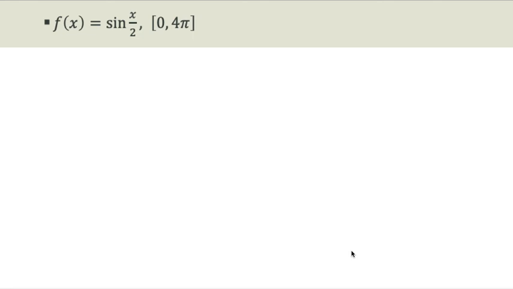Okay, so for sine of x over 2, first of all, we need to take our first derivative, so f prime of x, sorry. The derivative of the outside is cosine. So we have cosine of x over 2.